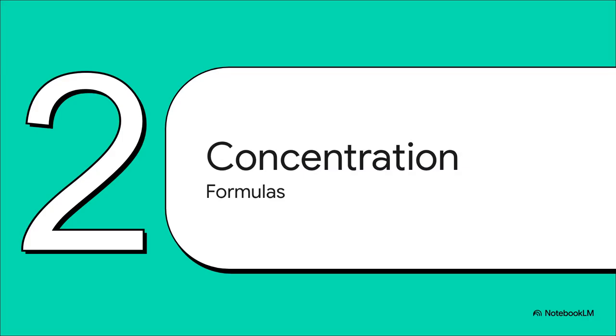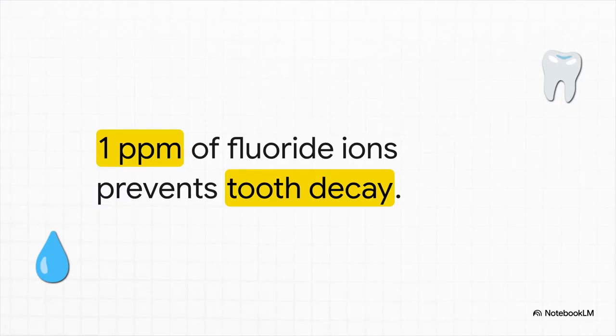Moving right along to Section 2, concentration formulas and measurements. Now, we need to figure out exactly how much of a solute is hiding in our solvent. In chemistry, just knowing the ingredients isn't enough. You need the exact numbers. Take parts per million, or ppm. It sounds kind of abstract, right? But it has a profound physical impact.